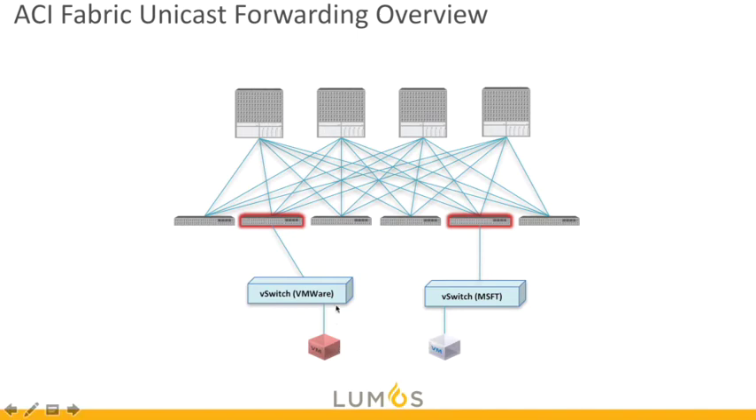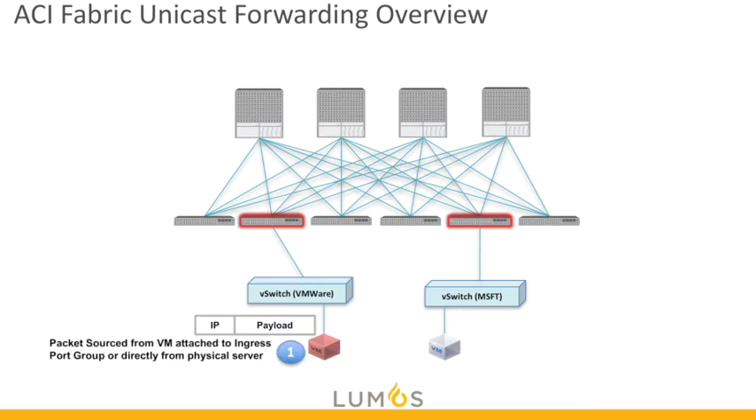So we've got two virtual machines. One's plugged into a VMware vSwitch, and one's plugged into a Microsoft vSwitch for Hyper-V. It doesn't really matter which is which. Now, when a packet leaves a virtual machine, it's typically encapsulated into Ethernet, and no other encapsulations are done. So this is a naked Ethernet frame with an IP packet encapsulated inside. So pretty typical, untagged, unencapsulated.